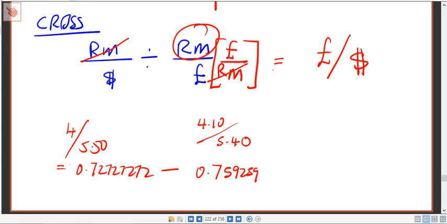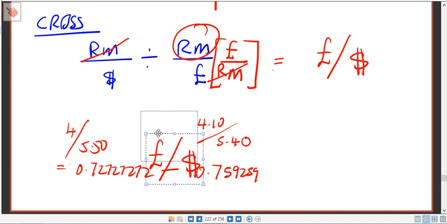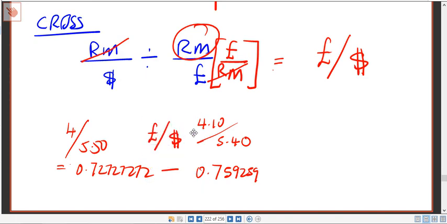0.75925 etc. What is this called? This is what currency? Let me copy this. This one ends up to be what? This is dollar. Sorry, pound to dollar. Let me change the color a bit so you can see clearly. This is going to be pounds to dollar. Is that okay? Now the question is, you want to pay what?